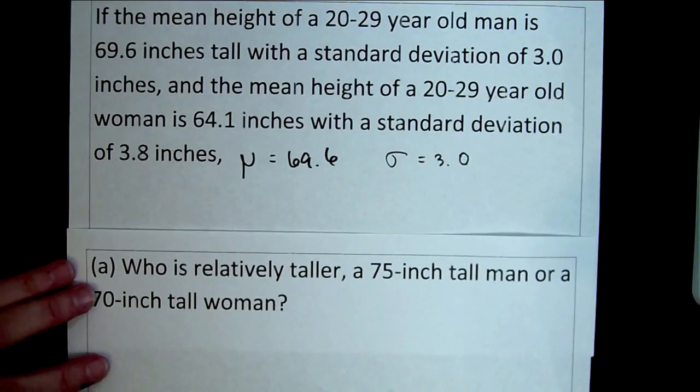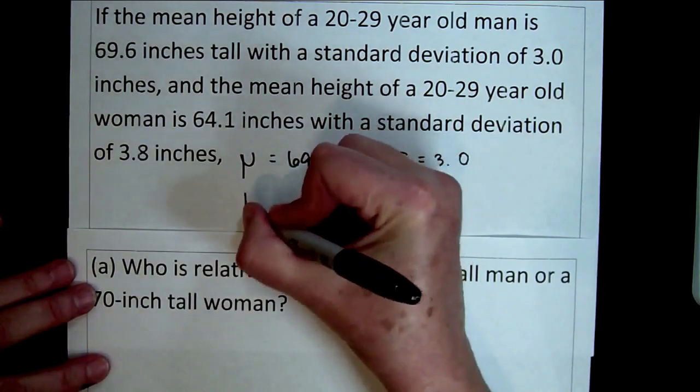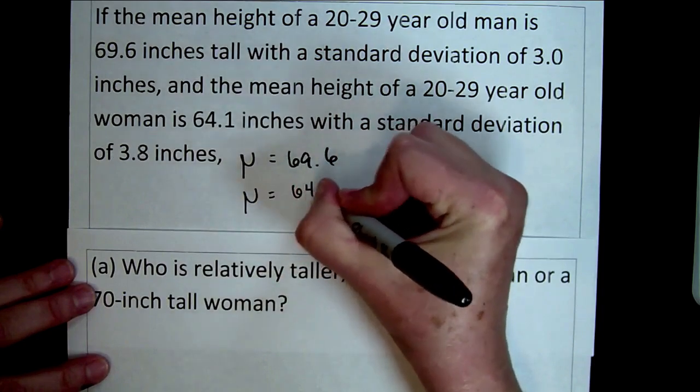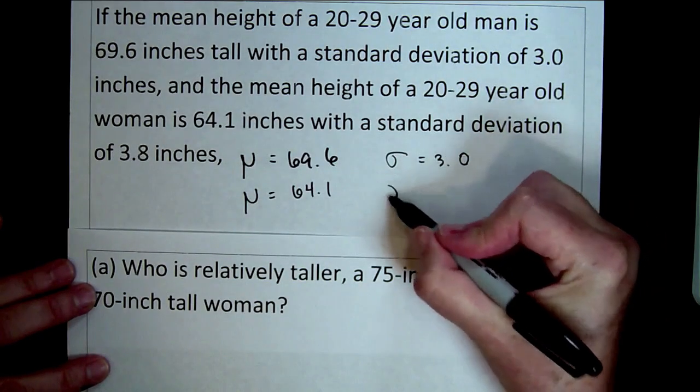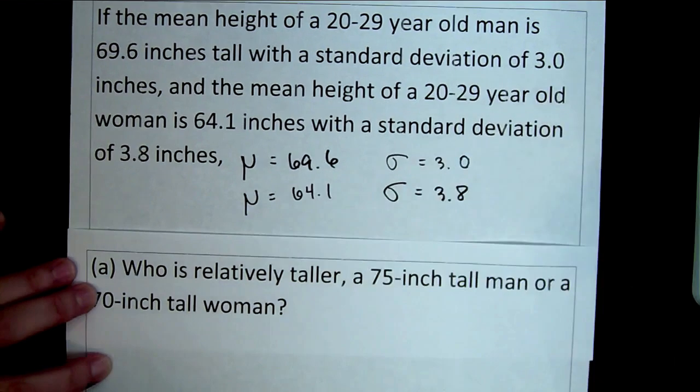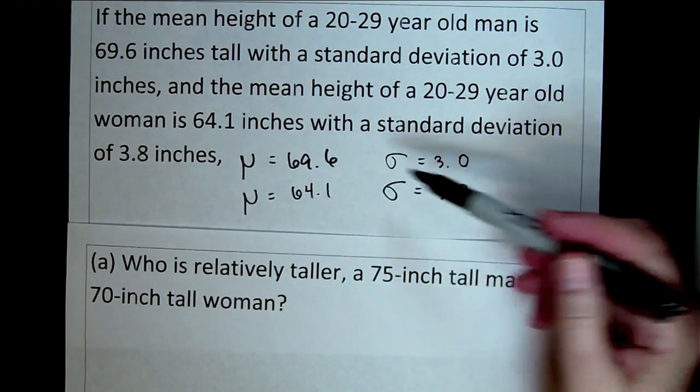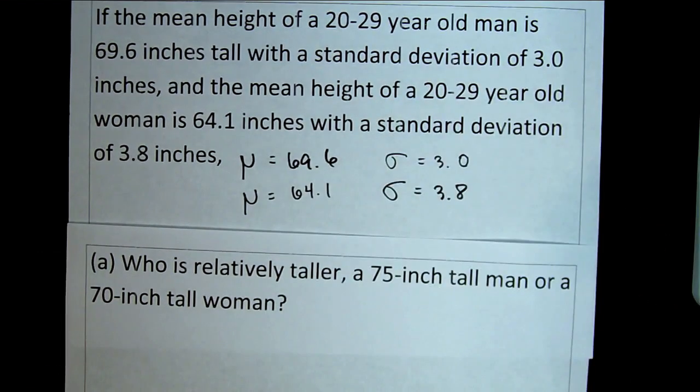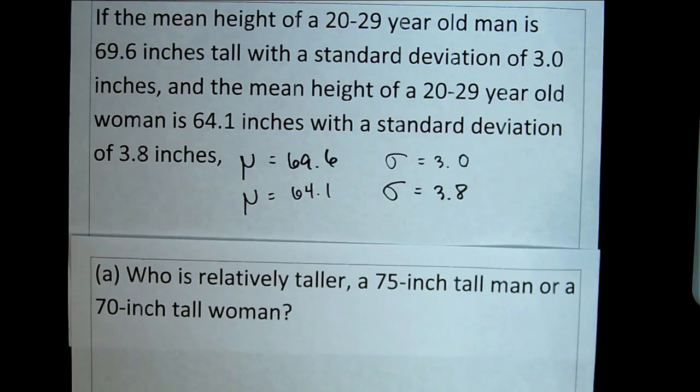The mean height of a 20 to 29-year-old woman is 64.1 with a standard deviation of 3.8 inches. Now, when I look at this summary of the information I was given, I worry that I'm not going to know which mu is which, because I've used the same letter for them. So let me remind you of a standard practice in math. I want to use mu and sigma because I'm used to those meaning average and standard deviation, but I've got two means and two standard deviations.